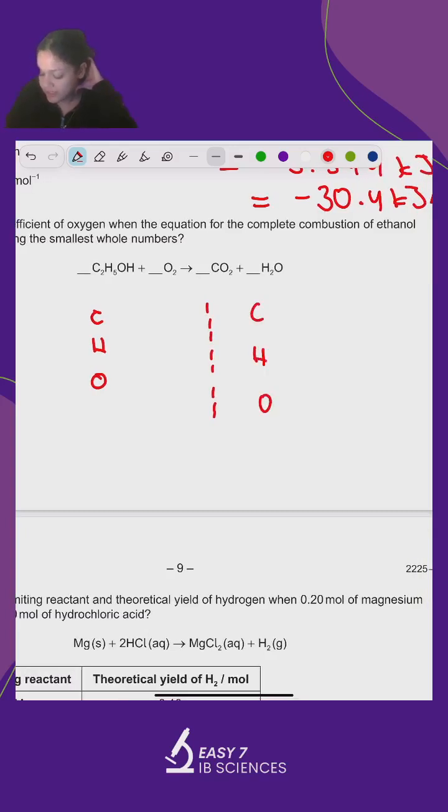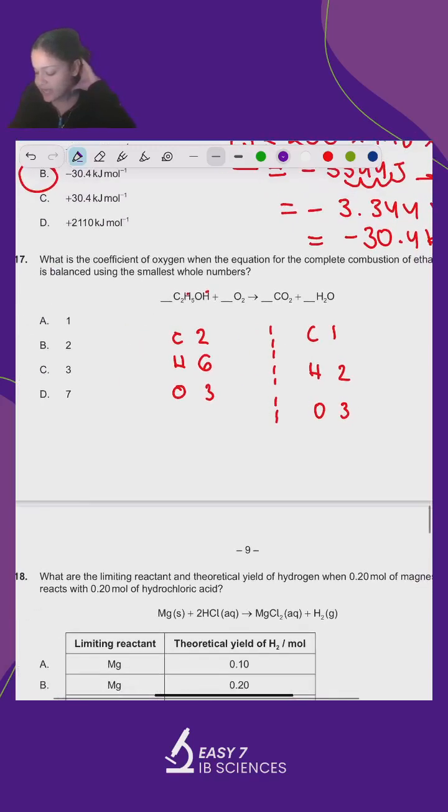So C is how many carbons do I have? I have 2 carbons here. I have 6 hydrogens, 5 plus 1. I have 3 oxygens. On the other side I have 1 carbon, 2 hydrogens, and 3 oxygens. So I need to make this balance. I can already see off the bat that on one side I have 2 carbons and on the other side I have 1. So I'm going to multiply this by 2 and make 2 carbons there. So what does that do to my oxygens? It actually makes it into 5 oxygens instead of the 3 that I had before.